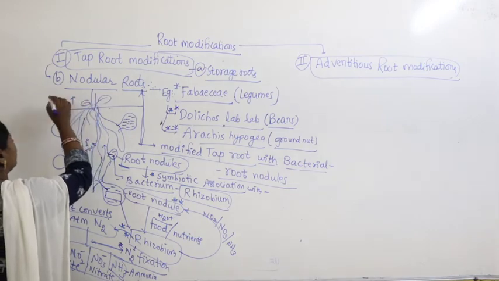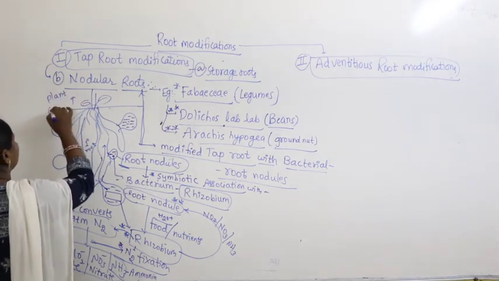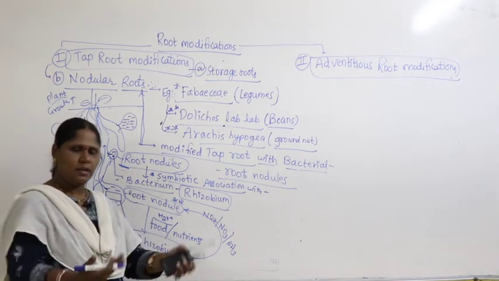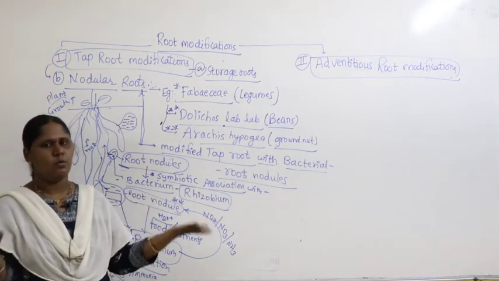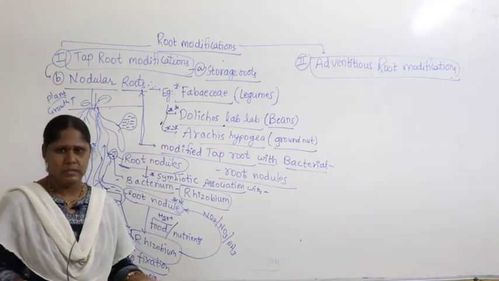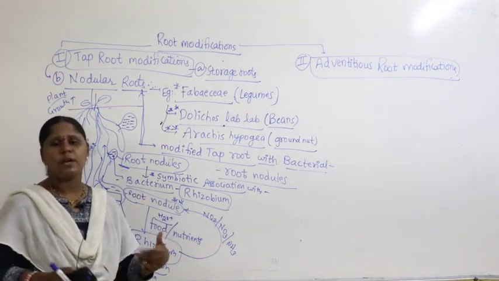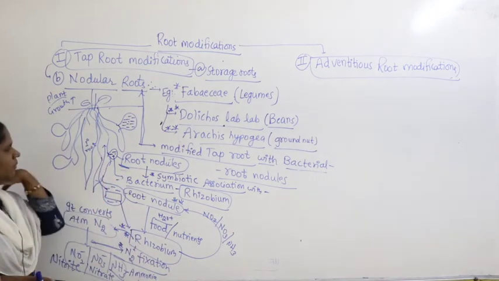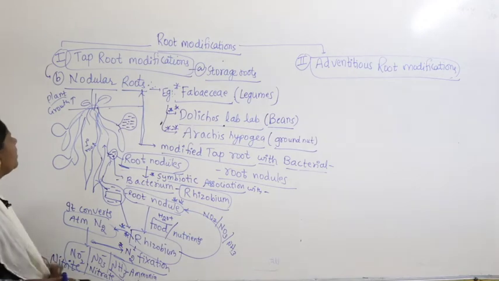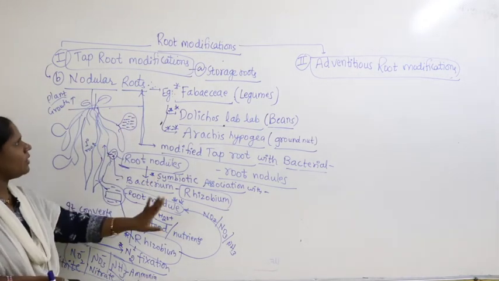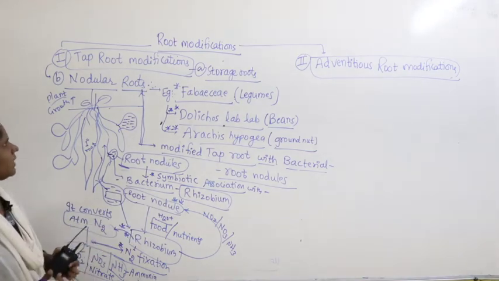That is involved in plant growth. The plant will grow vigorously. It grows at a higher rate and gives more yield. More yield means if it is a beans plant, you will get more beans. If it is groundnut, you will get more groundnut. Right. So, such special types of root nodules are called as what? Nodular roots. Right.